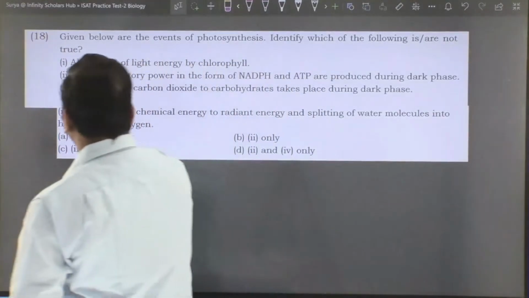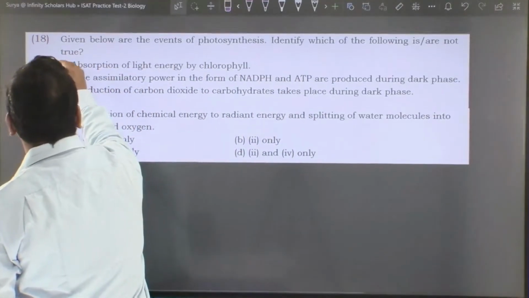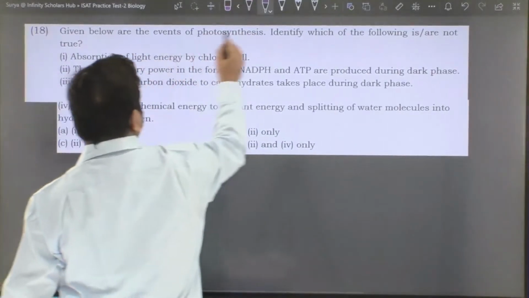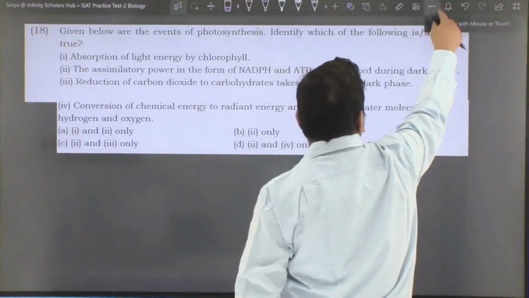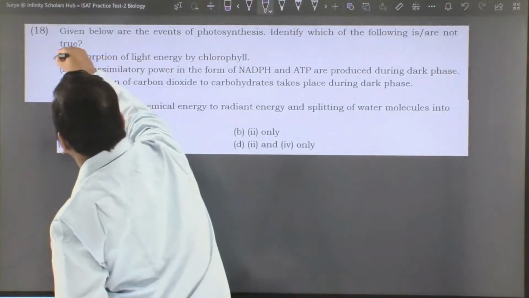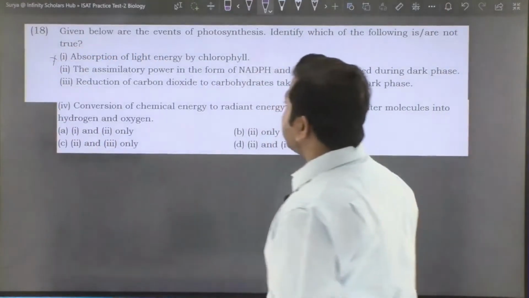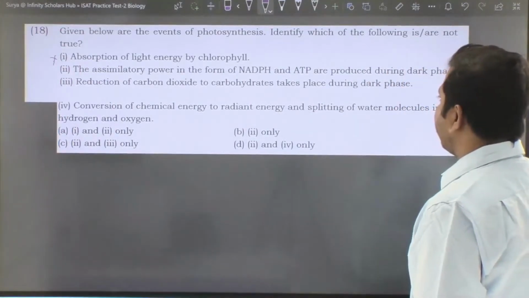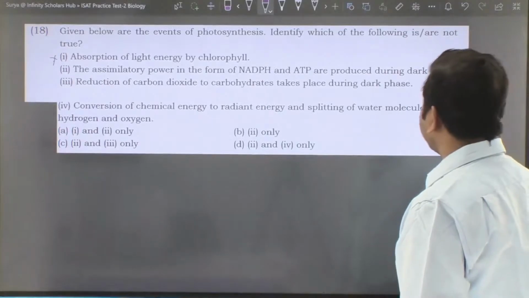So for us, this is therefore the incorrect choice, because we cannot choose this one, because we have to choose which is not true, right? So we'll have to cancel this one. The assimilatory power in the form of NADPH and ATP are produced in dark phase.